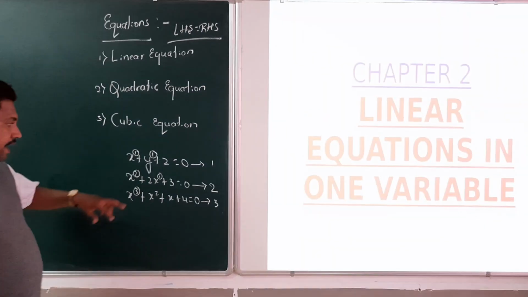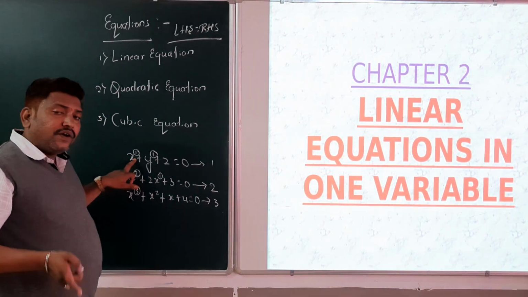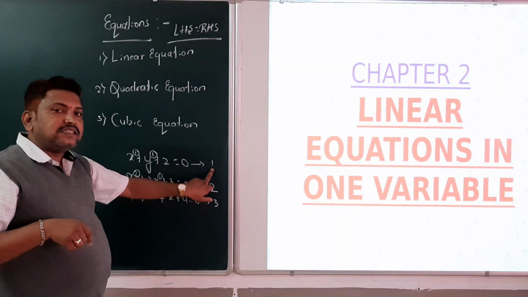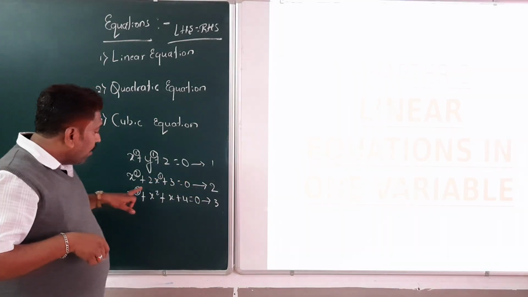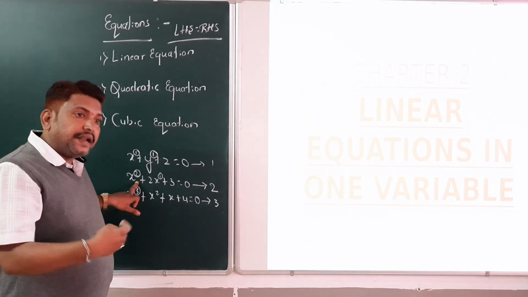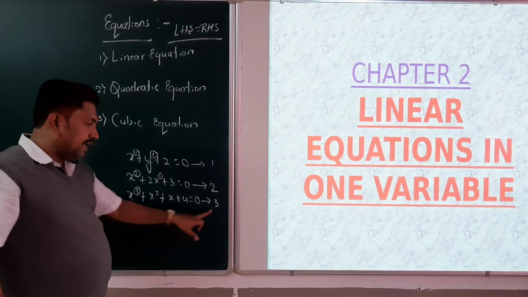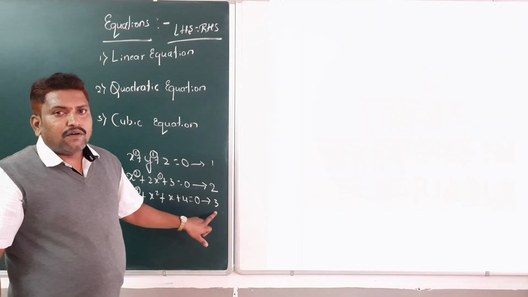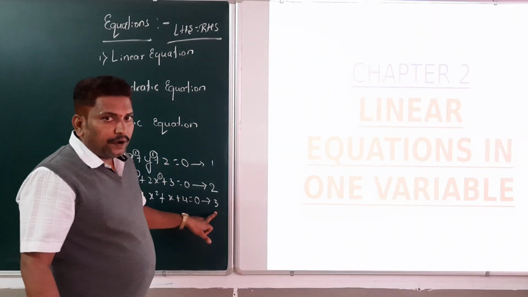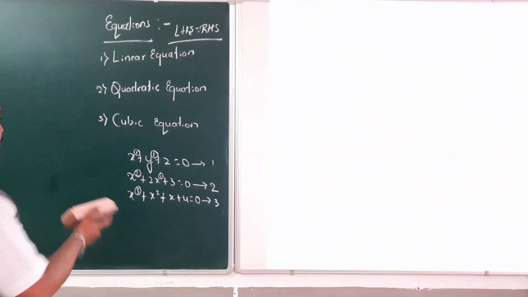It depends upon the powers of the variables. The highest power of the variable is considered as the degree of the equation. Here 3 is the power of the variable, so the degree of the equation is 3. My point is clear. Let's know about the first one, linear equation.